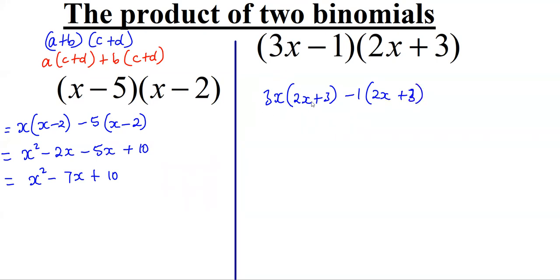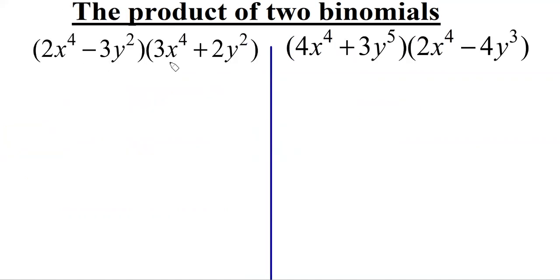Then here, 3x times 2x, we're going to get 6x squared. So you're multiplying the numbers and also the x's, the variables. Then here, 3x times 3, we're going to get 9x. Then here, it's going to be minus 2x, then minus 3. Then here, we're going to get 6x squared. 9 minus 2, we're going to get 7. So it's going to be plus 7x, then minus 3.